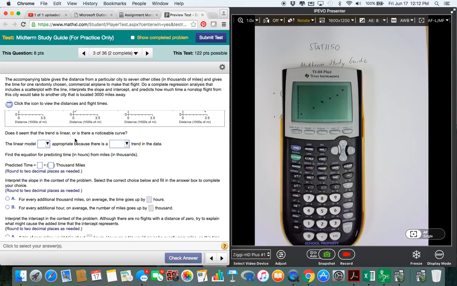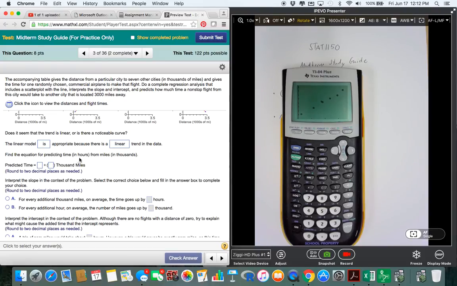Does it seem that a linear trend is linear, or is there a noticeable curve? The linear model is appropriate because we have a straight line. We don't have any non-linear relationship here because there is a linear trend in the data.